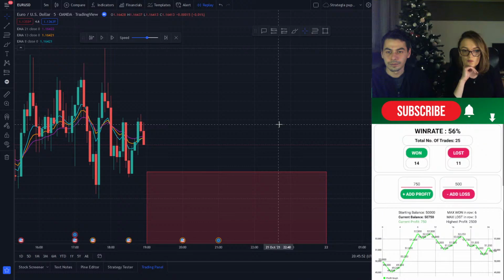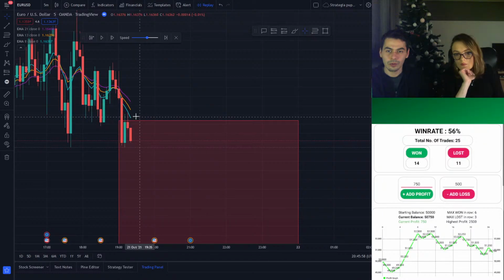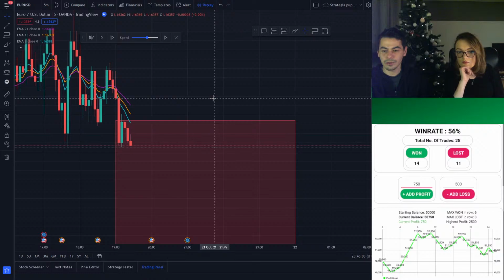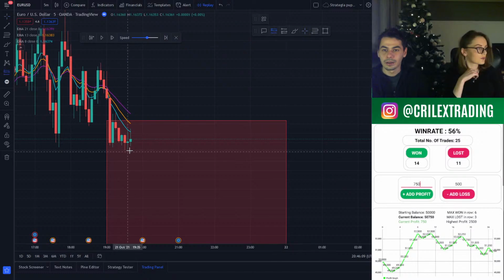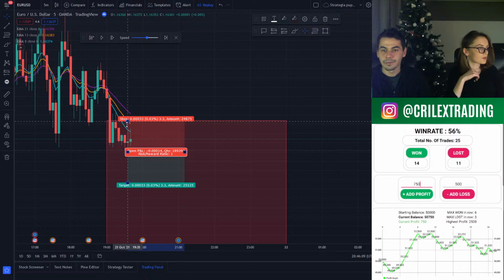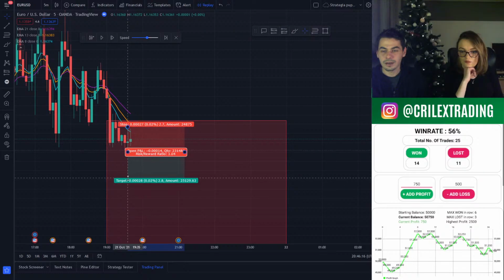Okay, this candle didn't really touch the image, so we will just have to scroll a bit further. Okay, right now we have a valid entry right here on this retest. So we will just set this order right here, and let's see how it goes.